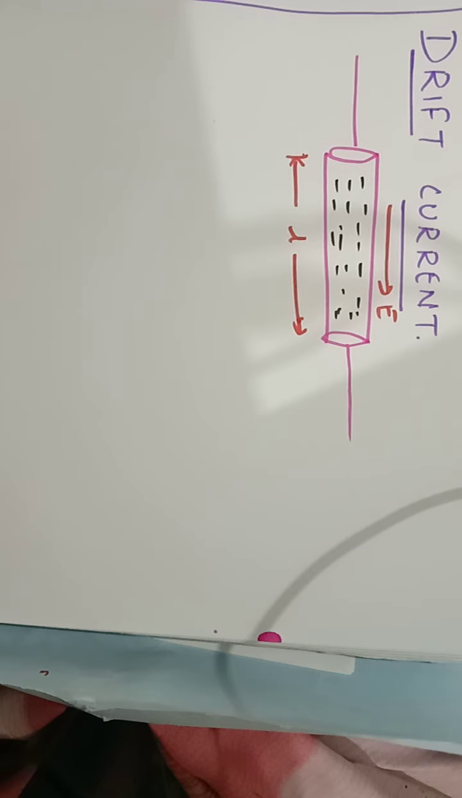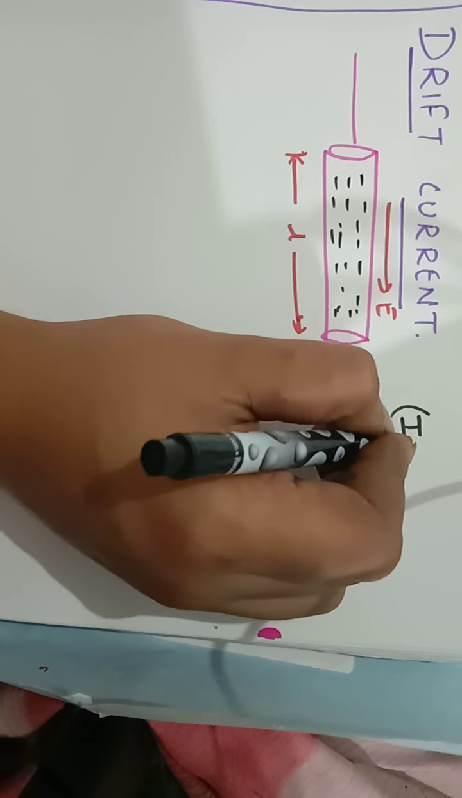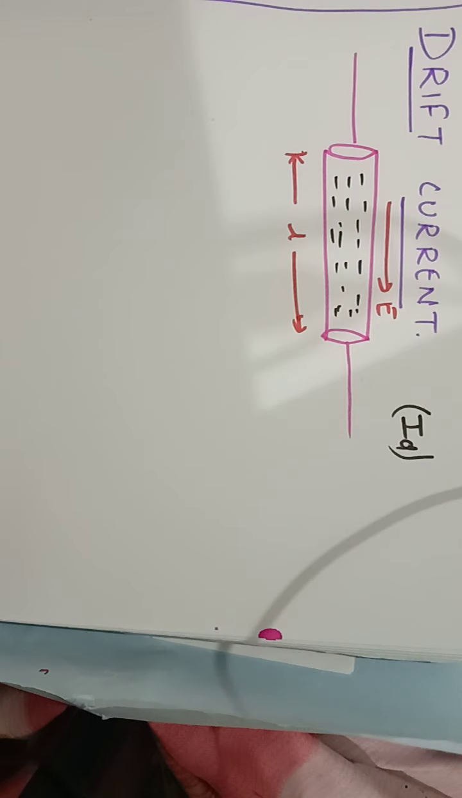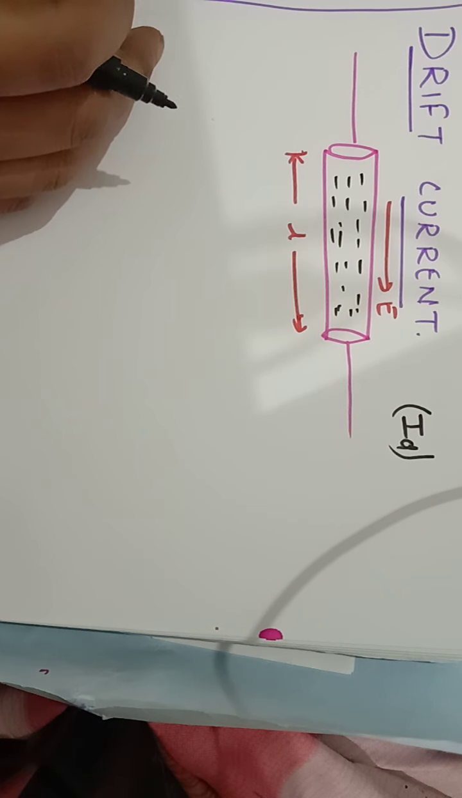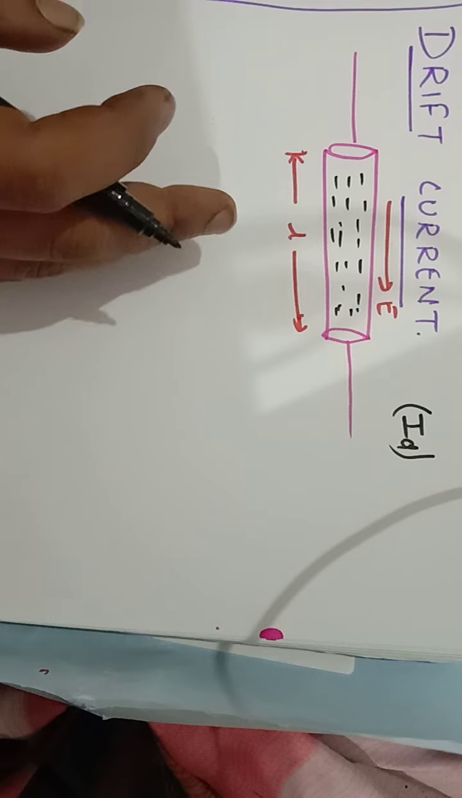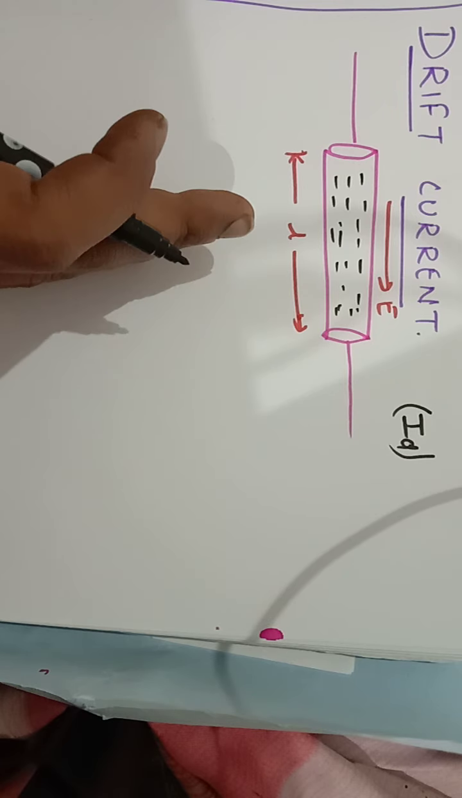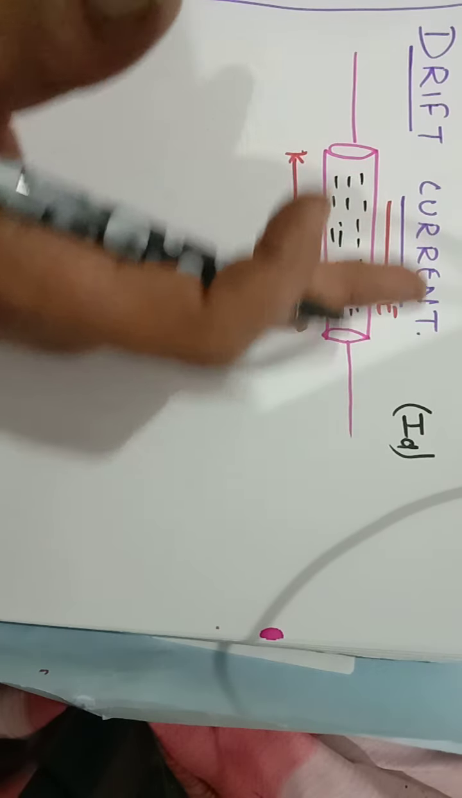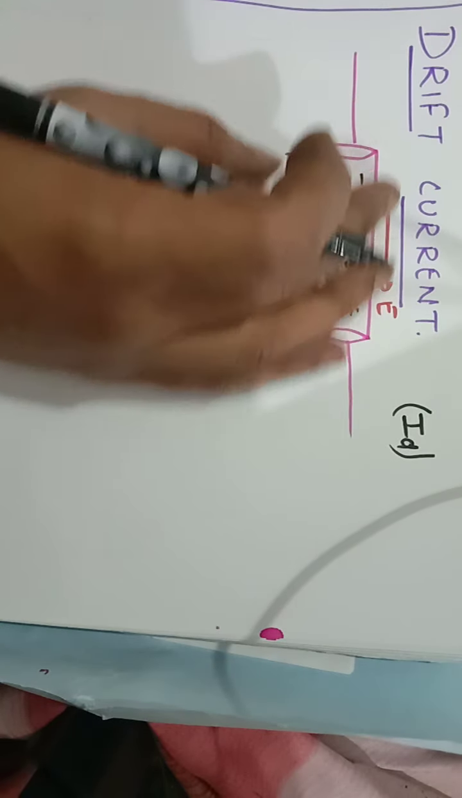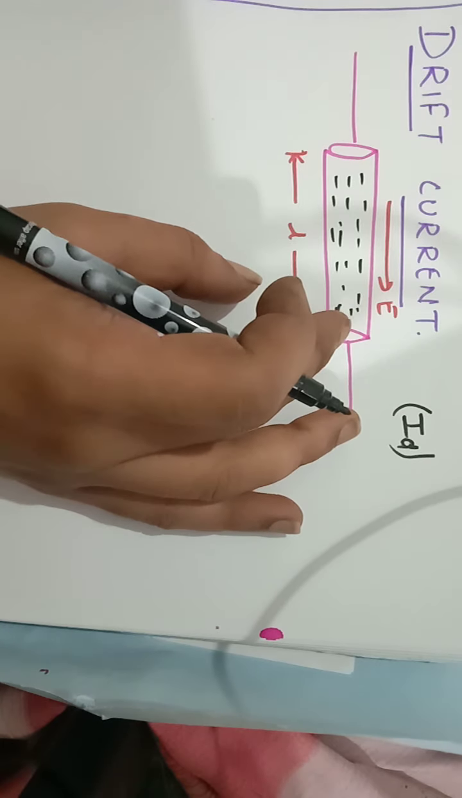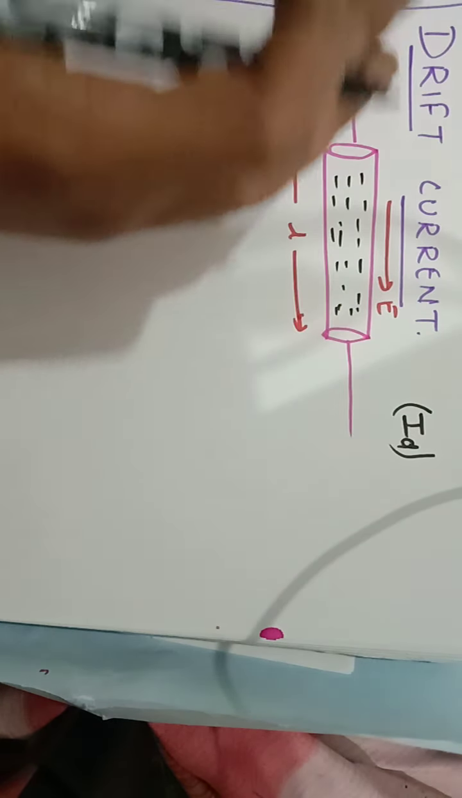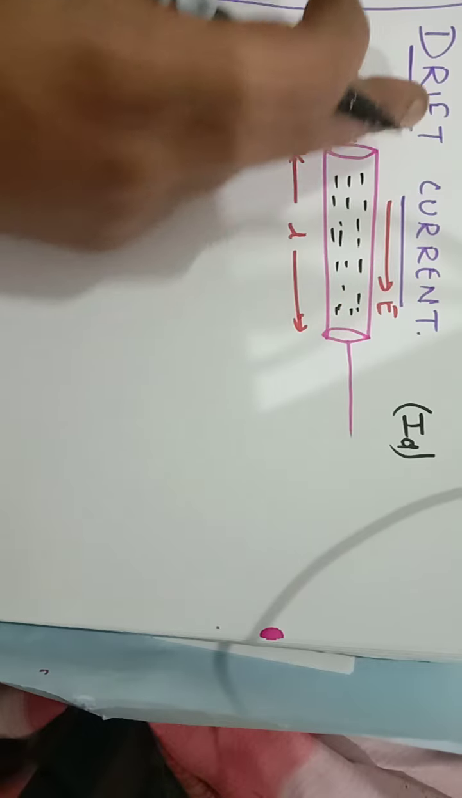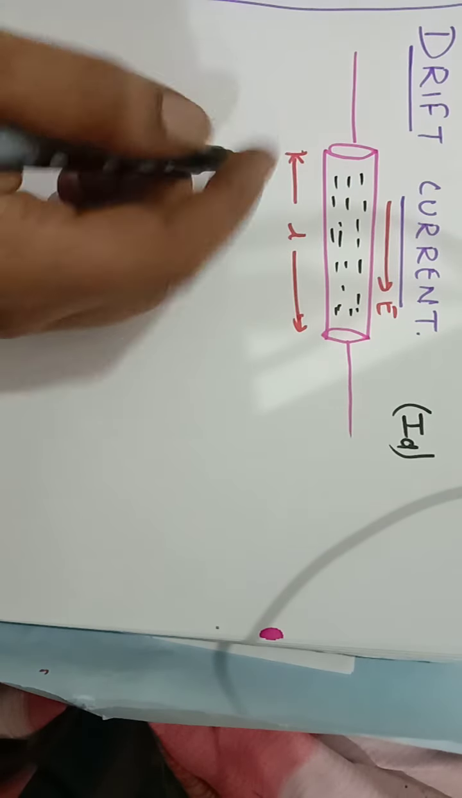So our objective now is to find the drift current, I_d. What is drift current? Is it not the normal current? No, it is not the normal current. Drift current means that due to the application of electric field, many electrons are moving, and when electrons move we say current is flowing. That flow of current is called drift current, right?